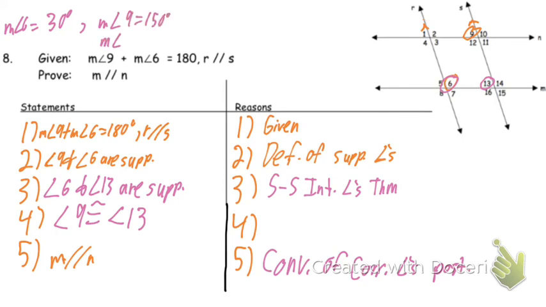What would the measure of angle 13 have to be if it's also supplementary to 30 degrees? 150. So what do we notice about angles 9 and 13? They have to be congruent, because they're both supplementary to the same other angle. So that means we have this theorem called the congruent supplements theorem, saying if two angles are supplementary to the same angle, the angles have to be congruent.